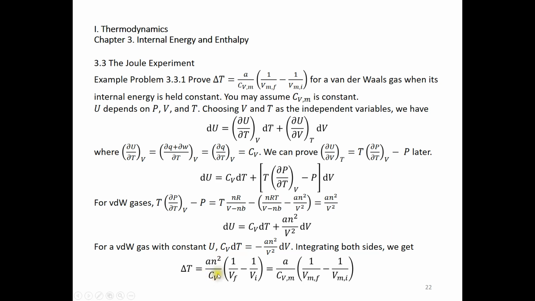We can divide this by n. And then we have all those intensive properties. Delta T is A over CV,m times the difference between the reciprocals of the final molar volume and the initial molar volume. And by the way, all these are intensive properties, and delta T is an intensive property.